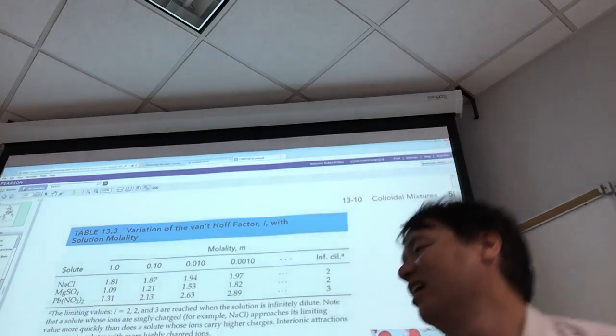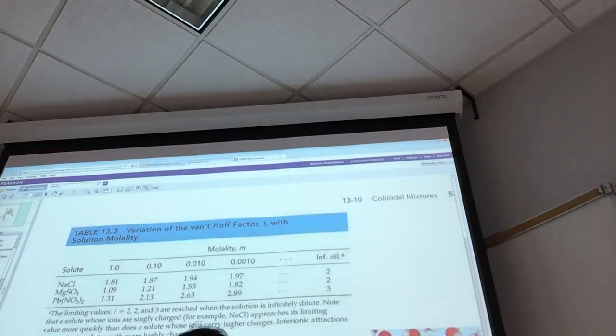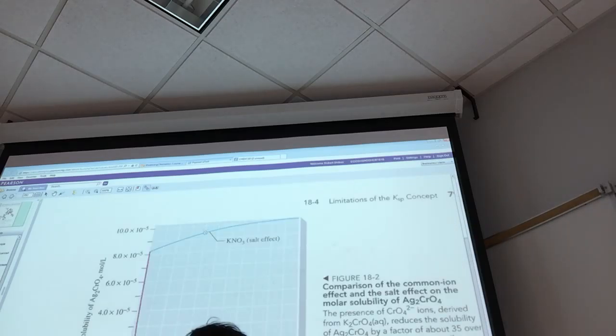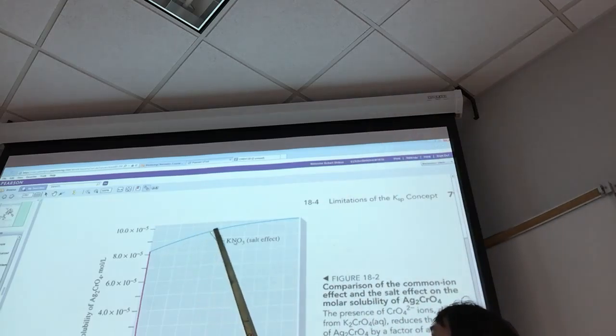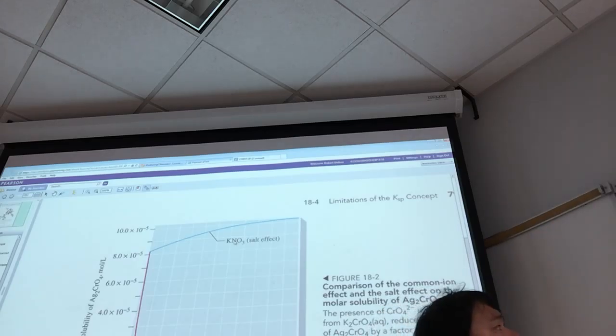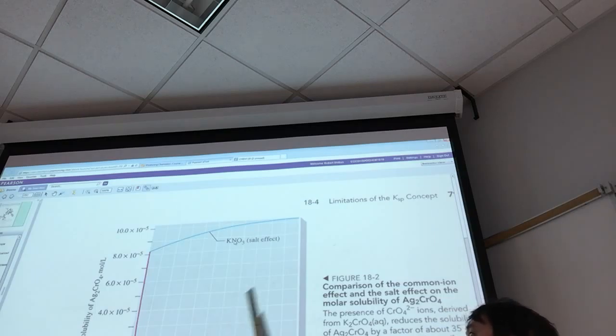And then later on in chapter 18, we see another factor here, which is the salt effect. This is another deviation from ideal behavior. And the salt effect is similar. It's just an ion pairing, except not between ions of the solid, like for example, silver ions and chromate ions, or silver ions and bromide ions. These would be other ions that might be present.